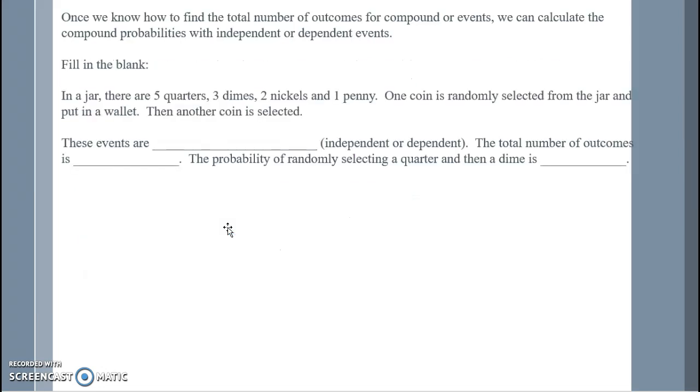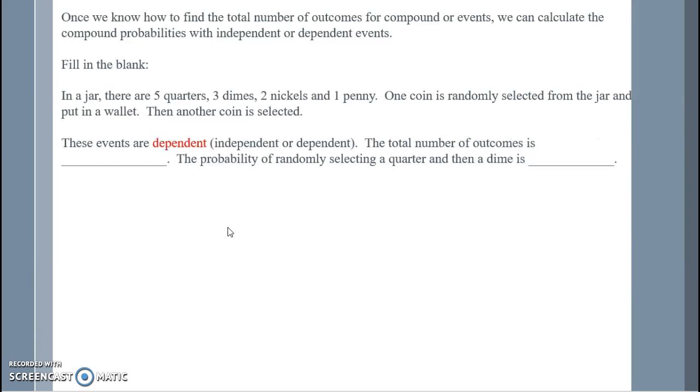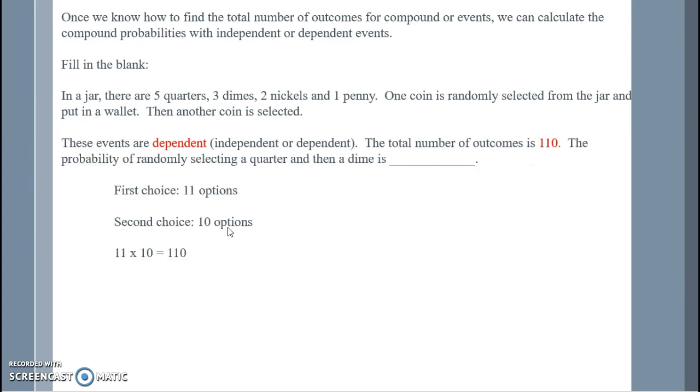Fill in the blank. In a jar, there are 5 quarters, 3 dimes, 2 nickels, and 1 penny. One coin is randomly subtracted from the jar and put in a wallet, so therefore it is not replaced. Then another coin is selected. Since it is not replaced, these are dependent events. The total number of outcomes is 110, because our first choice is 11 options. Then I'll only have 10 options left when I take one out and keep it. So 11 times 10 is 110.